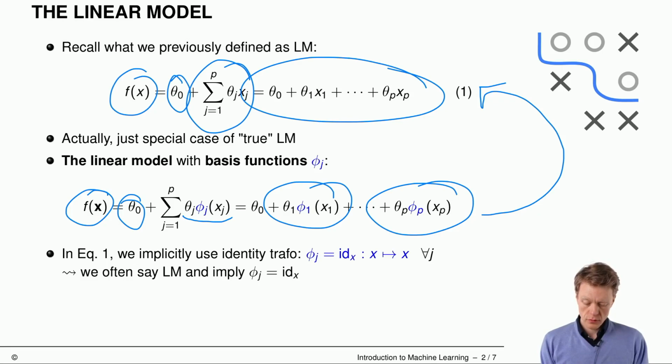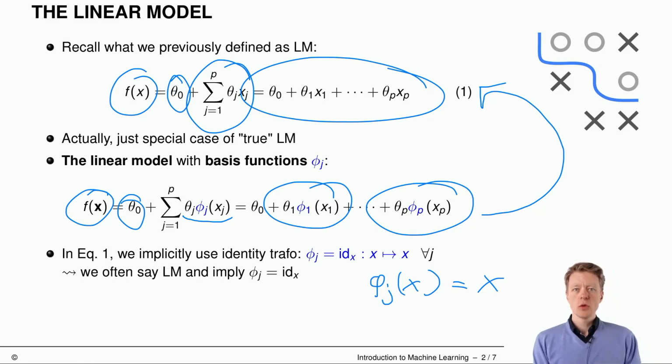Okay, so the identity function would just be phi j of x is exactly the same thing as x. And sometimes when we speak of the linear model, we just imply that all those functions are identity functions.